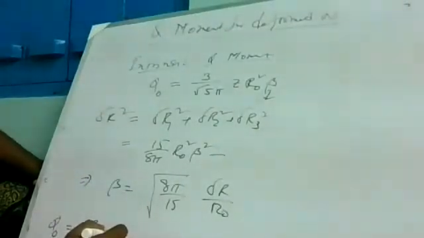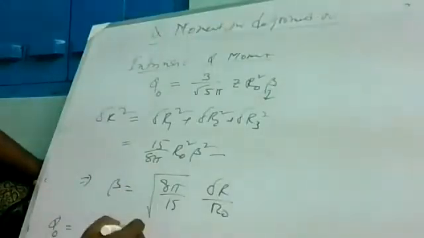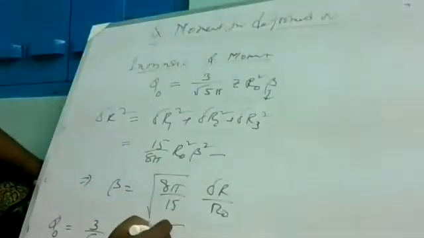If we substitute this in the equation, we finally get Q0 equals 3 by root 5 pi Z R0 square into root over 8 pi by 15 into delta r by R0. So this comes out to be root over 24 by 5 Z R0 square delta r by R0. So this is the intrinsic quadrupole moment, once we can calculate the value of delta r and the ratio delta r by R0.